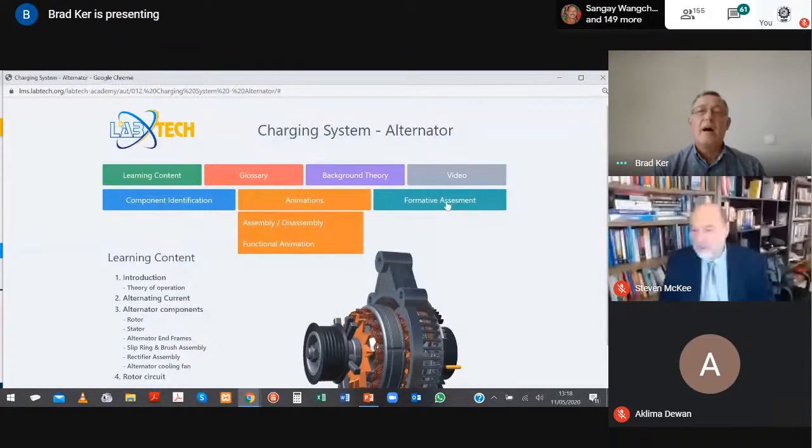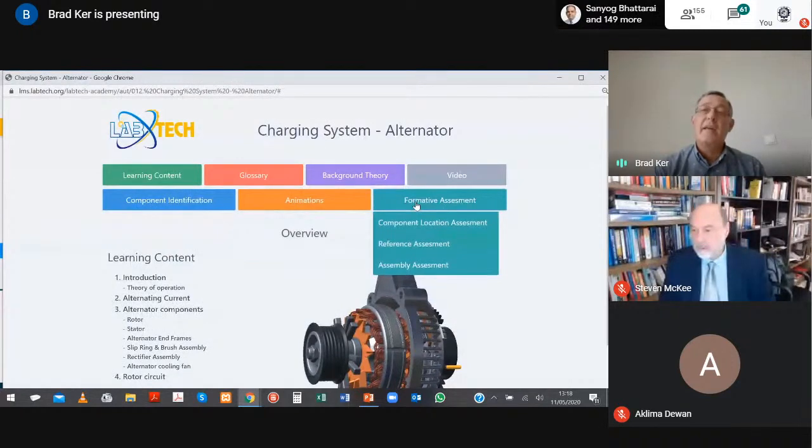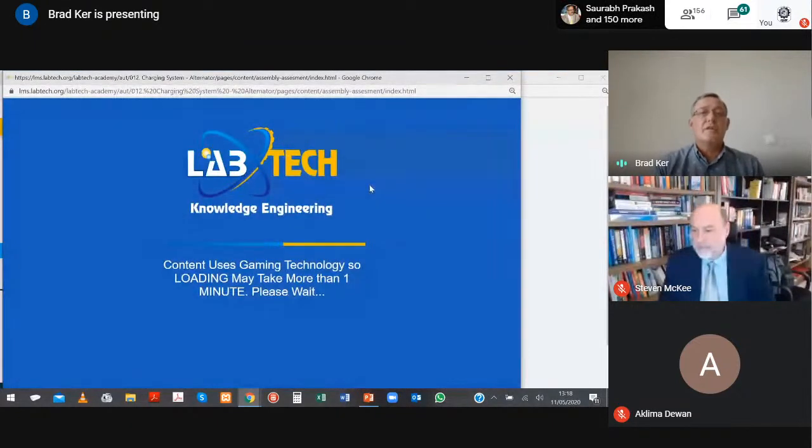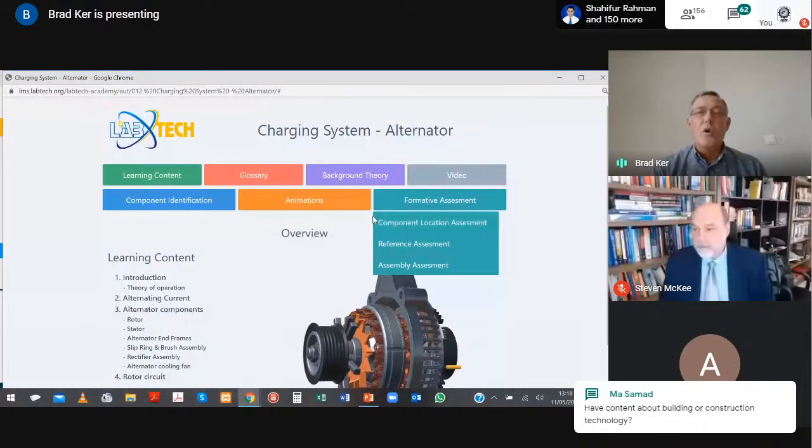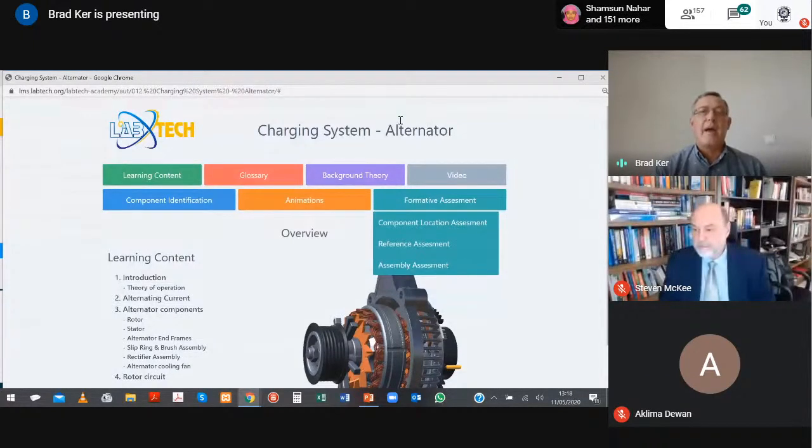But then I can do a formative assessment. Now here, I've got your normal reference. So these are formative assessments, not your actually summative assessments. I can do a location, a reference assessment, or an assembly assessment. And I was just mentioning to you how important it is that we look at how we are actually going to drag and drop and put together the alternator. So again, that's loading up there. Again, I suggest you all go on and get access to the system and play around with it.